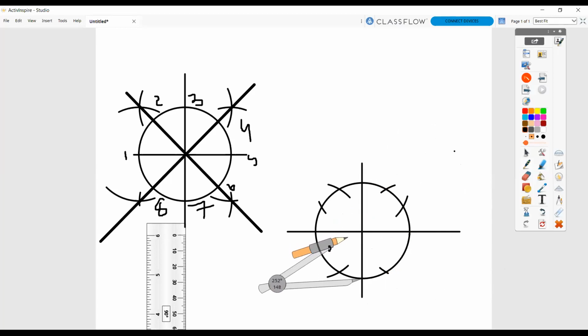Draw the arc. Now by mistake the size of compass is changed, so I will just reset it. Okay, now it's perfect. And arc. And arc. Okay. So this is done, 12 equal division of the circle. This is done, 12 equal division of circle.